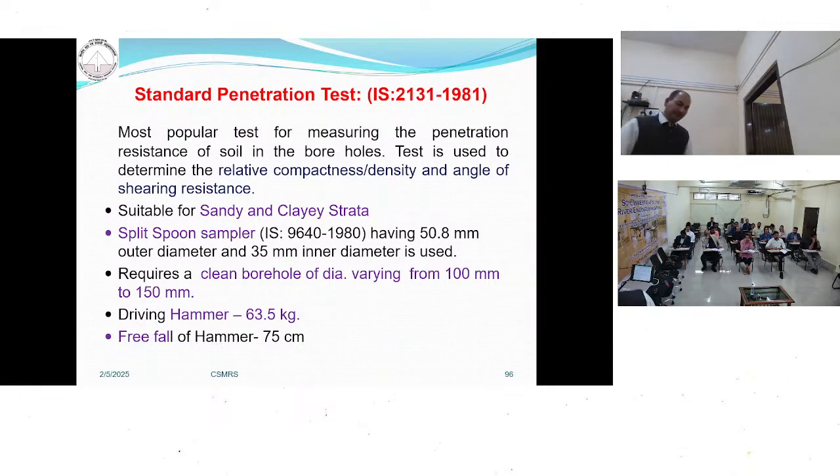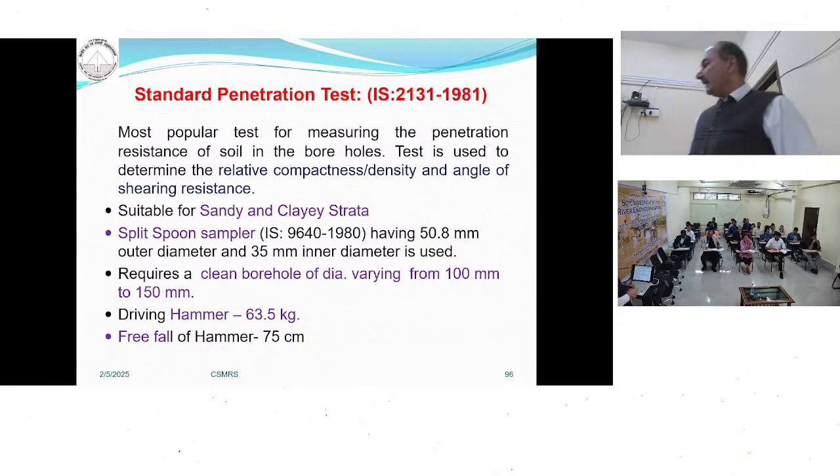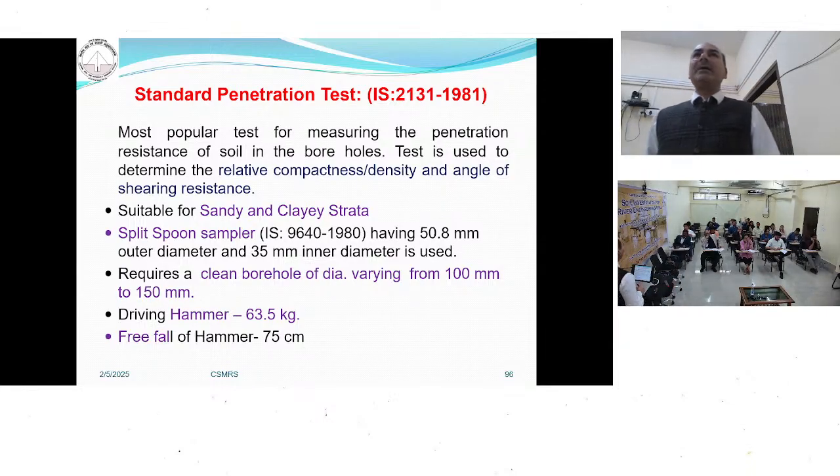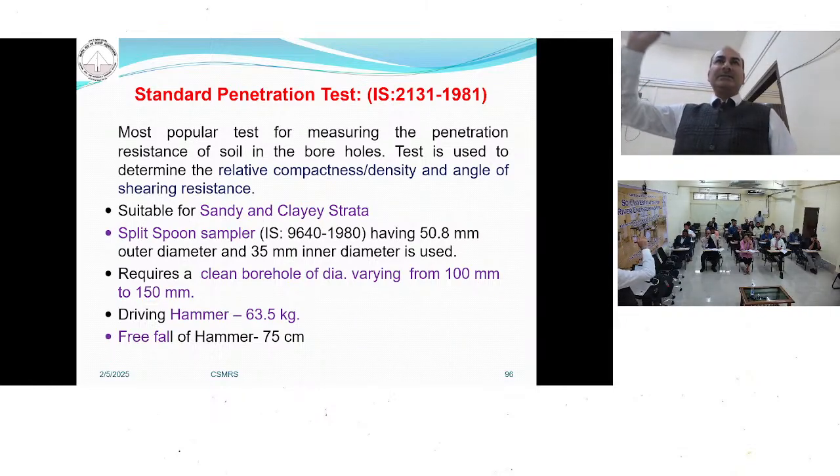Good. This test is conducted in the borehole when your strata is sandy or clay. But if there is gravel, we cannot conduct this test. To conduct this test, the minimum diameter of the borehole should be 100 mm. In this test, we use a split spoon sampler that is attached to the drill rod and lowered inside the borehole, and we provide blows with the help of a hammer that has a weight of 63.5 kg and falls from 75 centimeters.